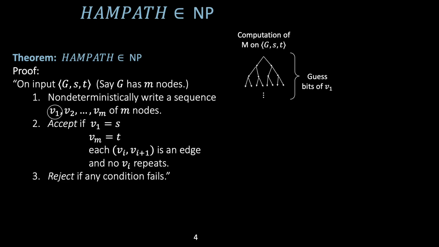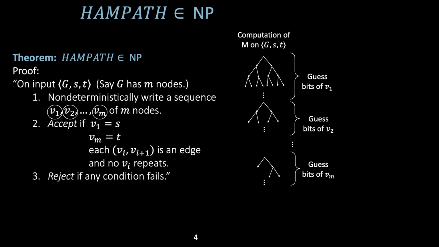Thinking about the computation tree, we're basically guessing what that first vertex is, and then the second vertex, and so on until we get to the last one. To actually verify this computation, you just take that list, V1 through Vm, and make sure that it's correct. Thinking about the number of possibilities that the path can have, we have m nodes, therefore m factorial different orderings of those nodes.